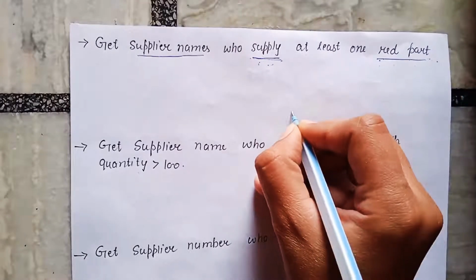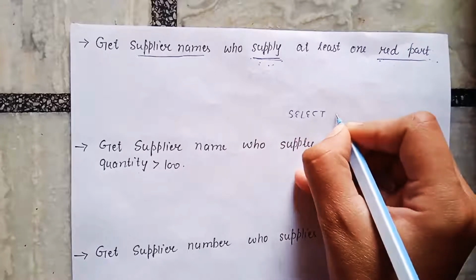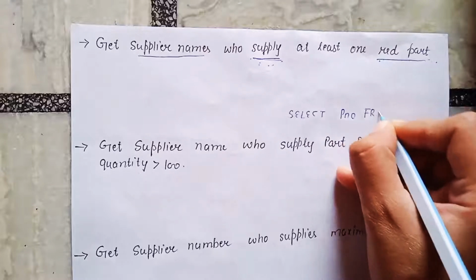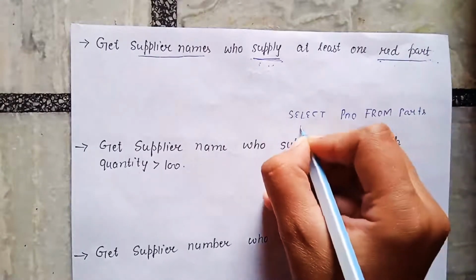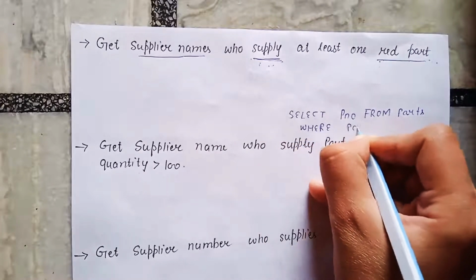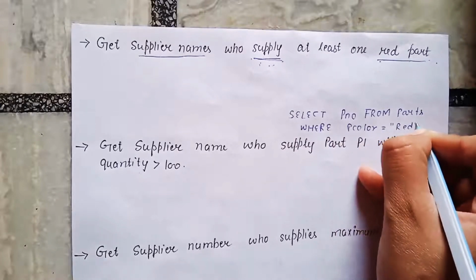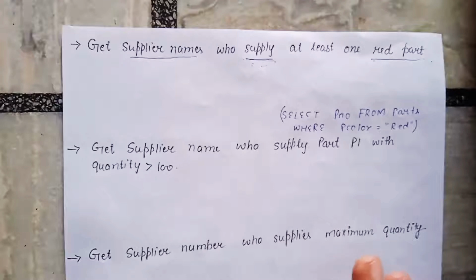So we will write this like: select P number from parts, where P color is equal to 'red'. Here we will get to know about the color, those parts which are red in color.